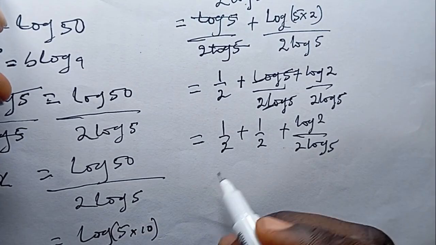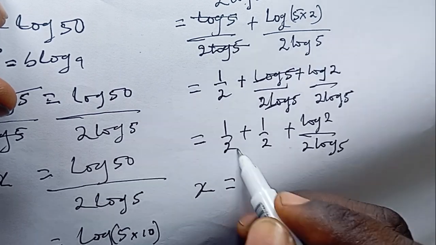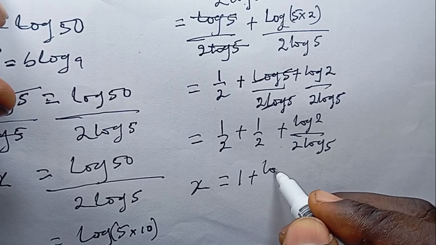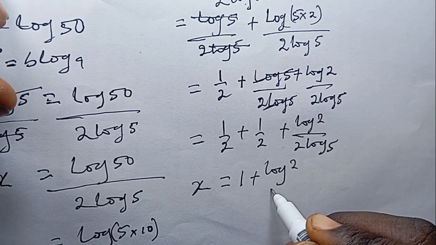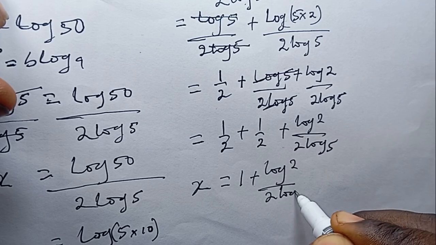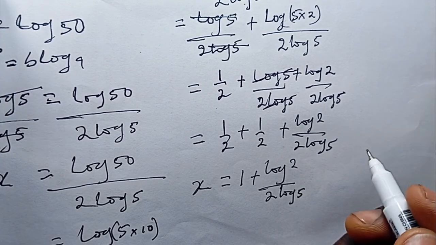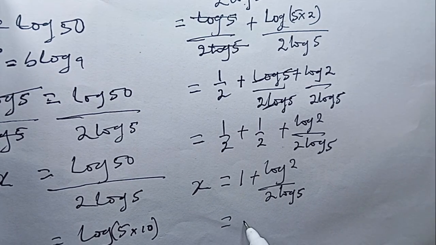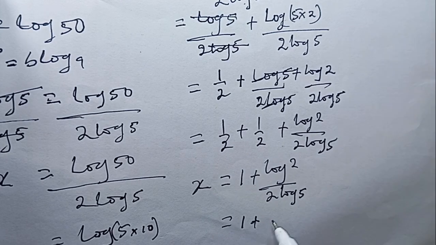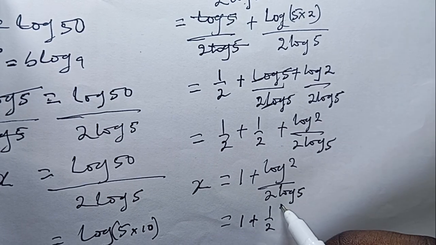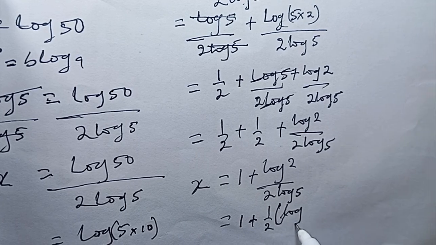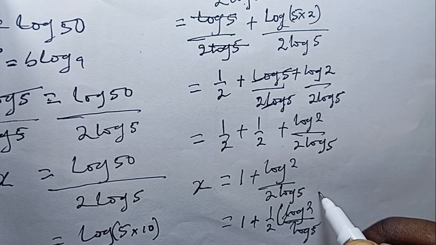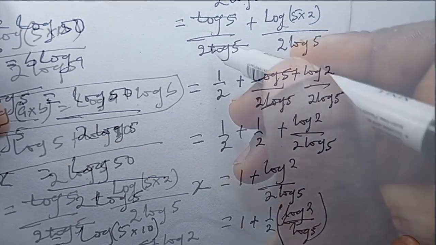And obviously x will be equal to half plus half is 1, and then plus log 2 divided by 2 log 5. So I can still simplify this as 1 plus 1 over 2 times log 2 divided by log 5. Okay, so continue from here.